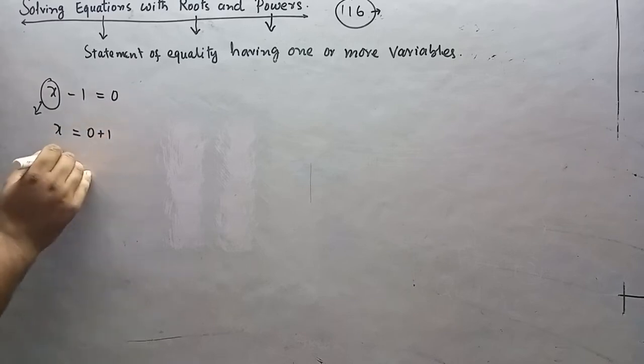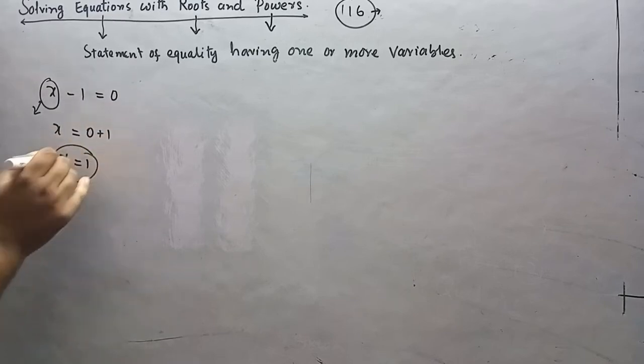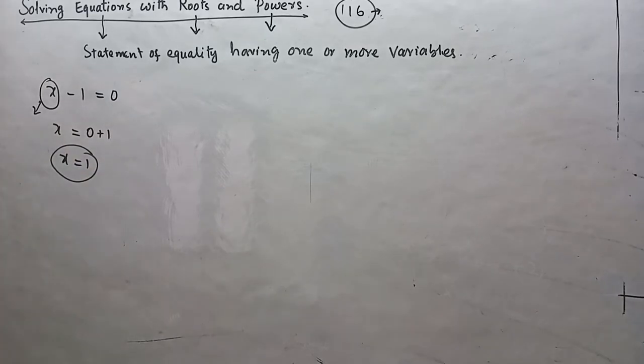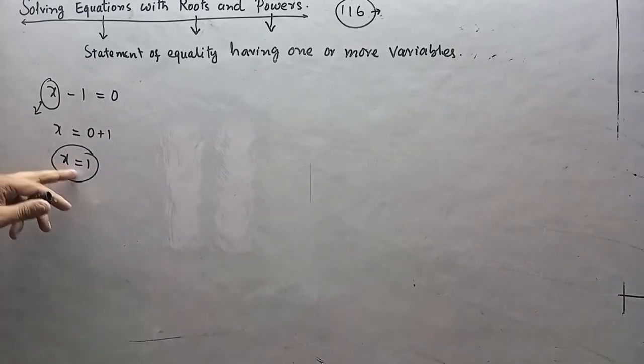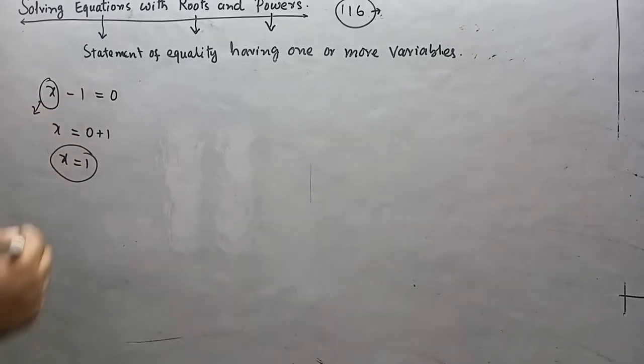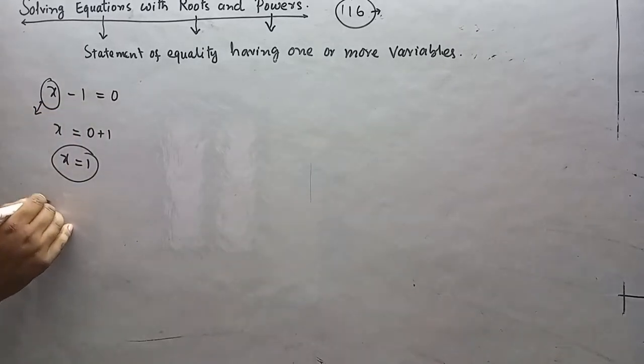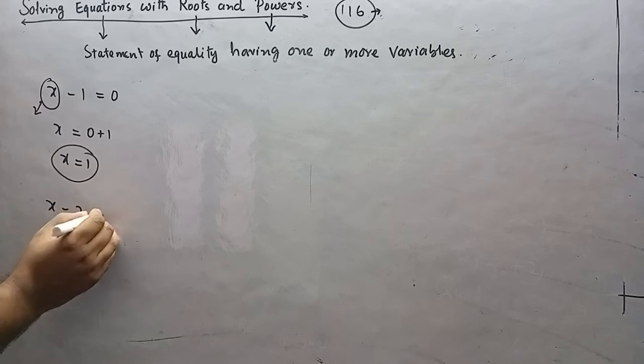0 plus 1, so x equal to 1. So x equal to 1 is the solution of the equation. So 1 is the solution of the equation. Next I will write here x minus 2 equal to 4.